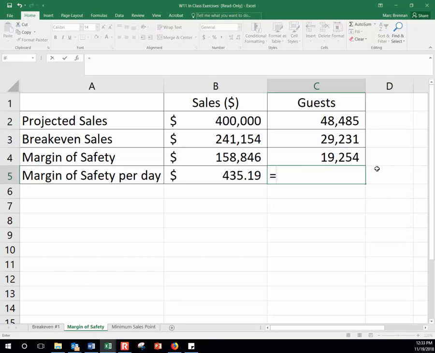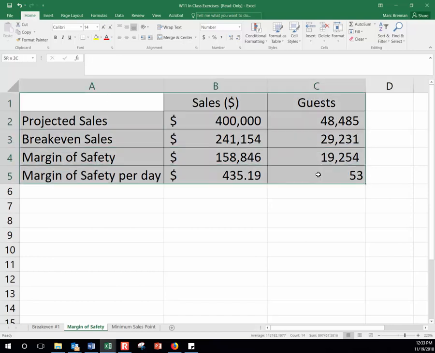And then if we want to break it down, 19,254 people for the year by 365 days, we would have to have 53 less people every day come in from projections to break-even point to start losing money. Okay, so that's how we would break it down. And that's how you would use your margin of safety.